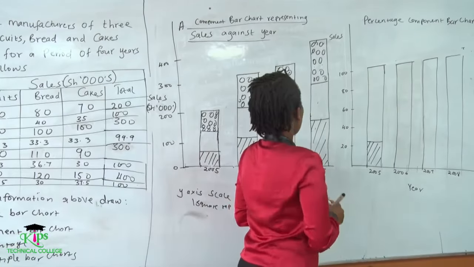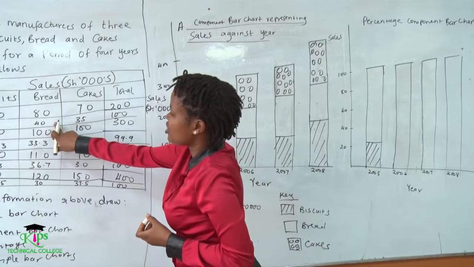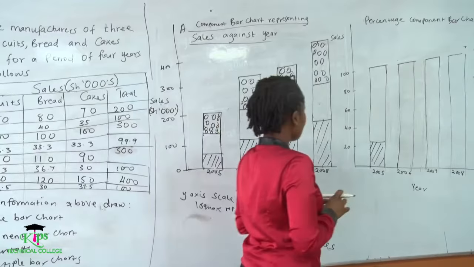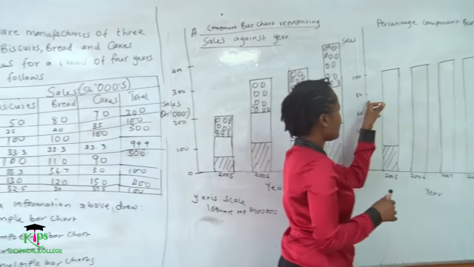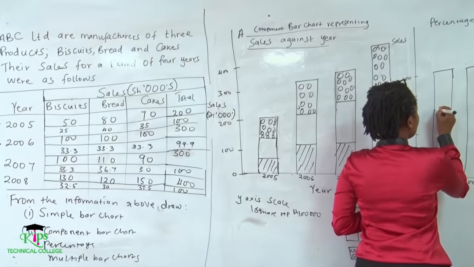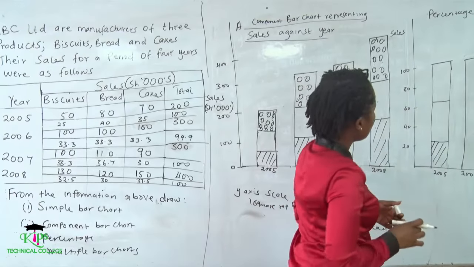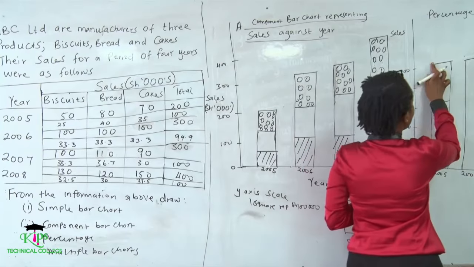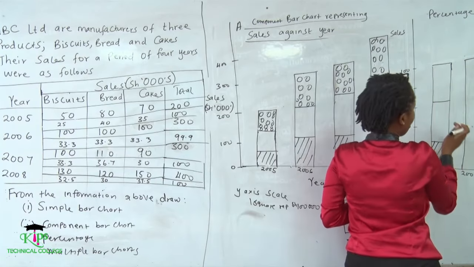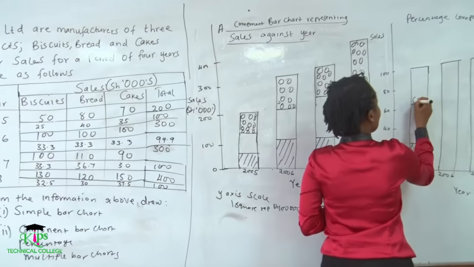Then from 25, we're supposed to add 40. So this is 25 plus 40, which will give us 65. So we identify 65 on our y-axis. So assuming that is my 65, the remaining should be 35. And now that is representing kids.